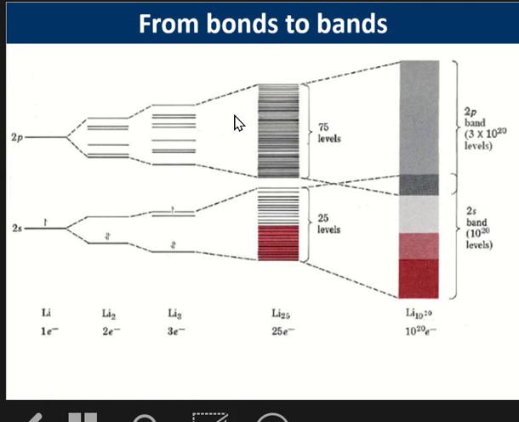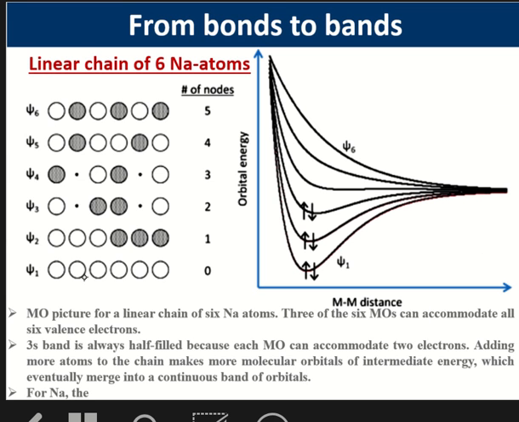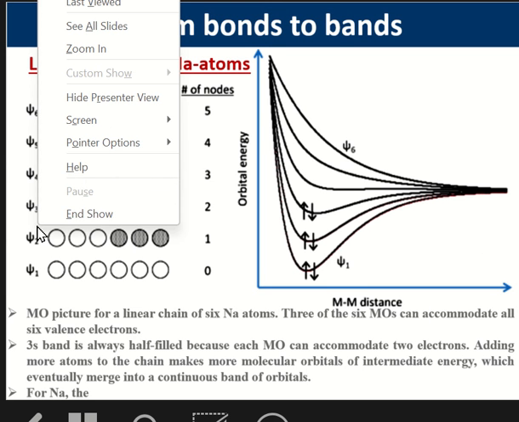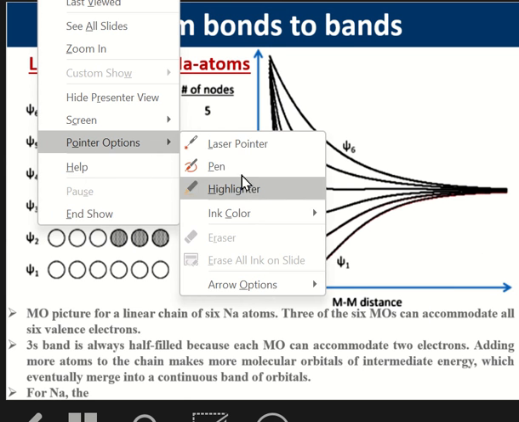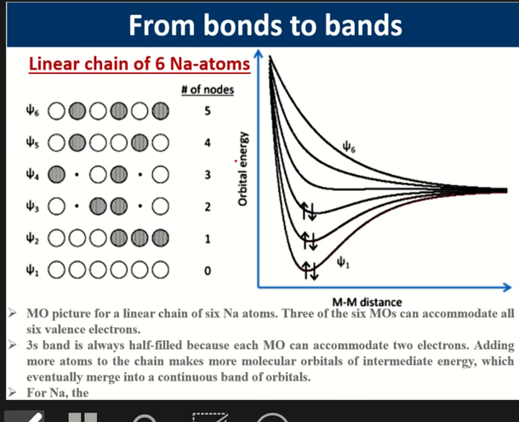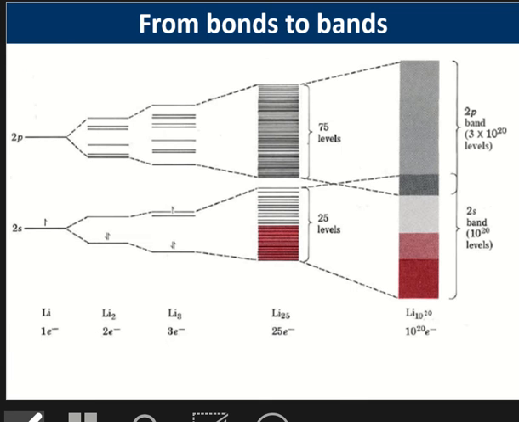So in the last class, we had discussed how bands are formed, starting from individual energy levels that you have in atoms. Atoms combine together, so 2 atoms, 3 atoms, as shown here. In the previous slide, yes, this was 1 atom, 2 atoms, 3 atoms, and so on.